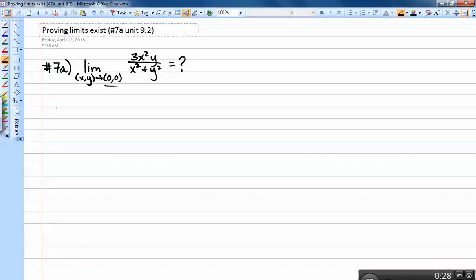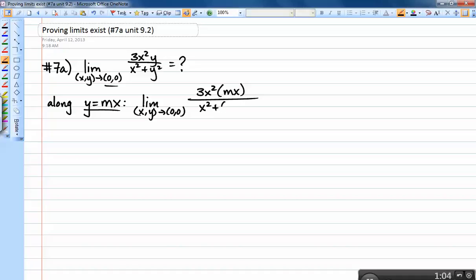So one of the tricks that I mentioned in class today was that instead of just looking at y equals x or y equals 2x, you can examine all the lines that go through the origin at once, y equals mx. So if we do that along this path, which goes through 0, 0, then the limit of that function can be manipulated so that it's now 3x squared times mx over x squared plus mx squared.